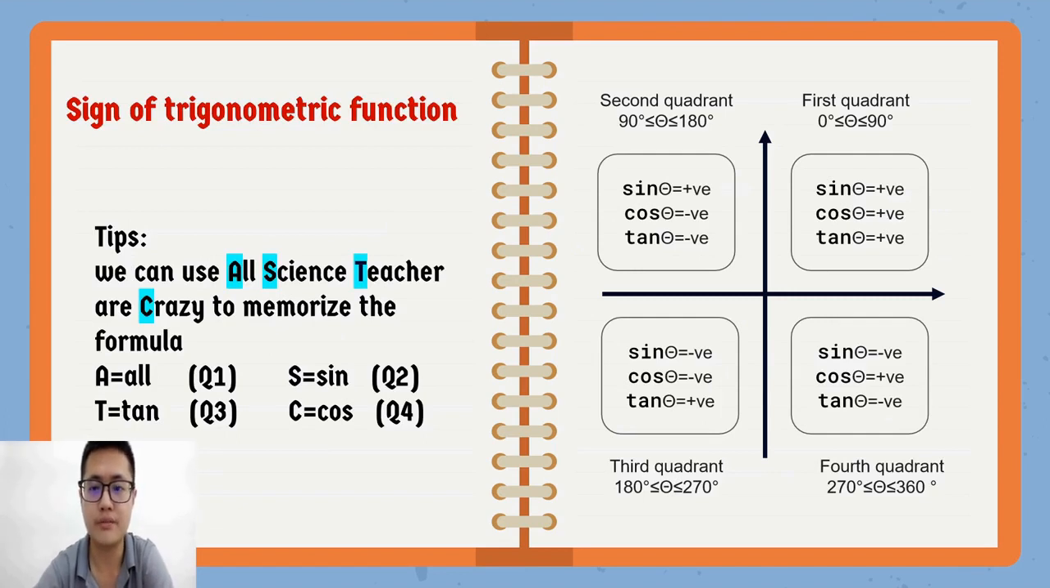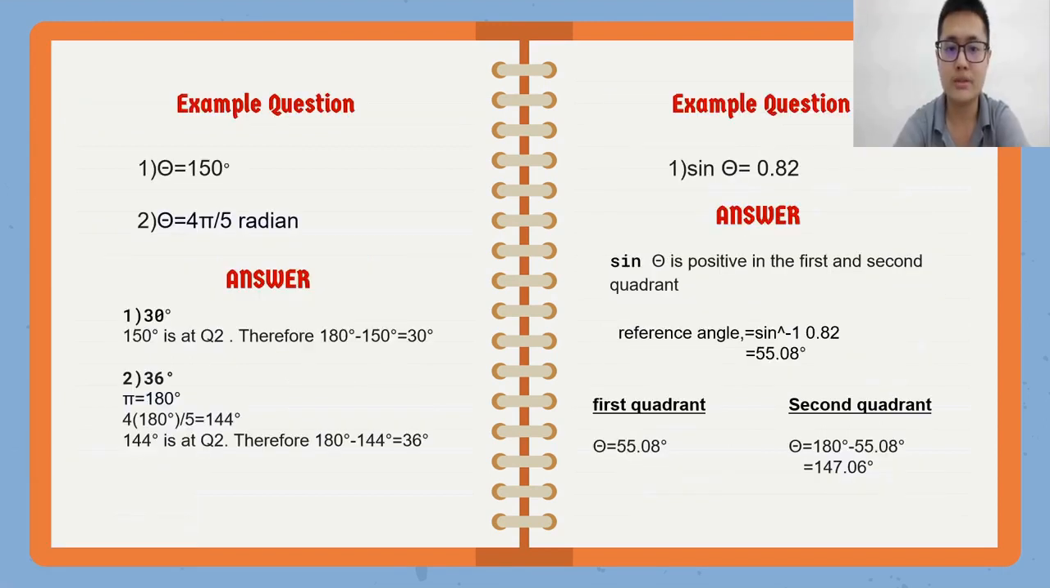Sign of trigonometry functions. Every quadrant has a different sign, such as quadrant 1 is all, quadrant 2 is sine, quadrant 3 is tangent, quadrant 4 is cos. We can use "All Science Teachers Are Crazy" to memorize the formula. Okay, let's do some example questions.